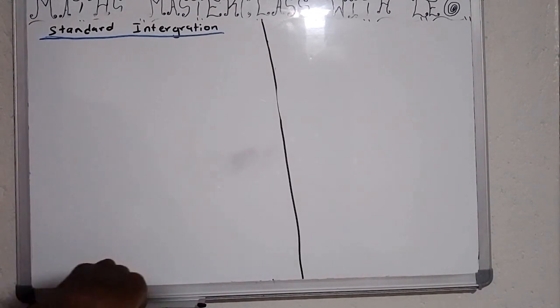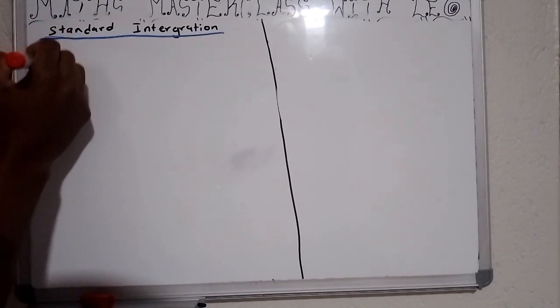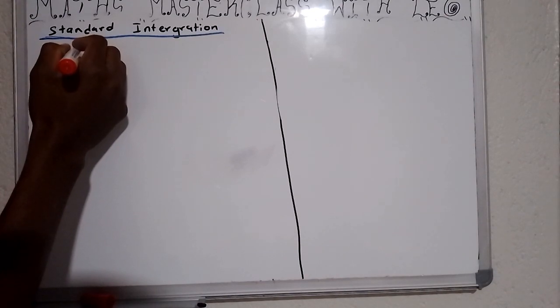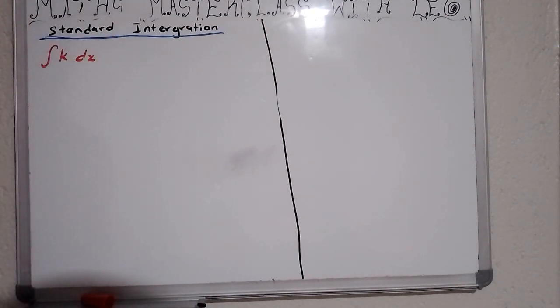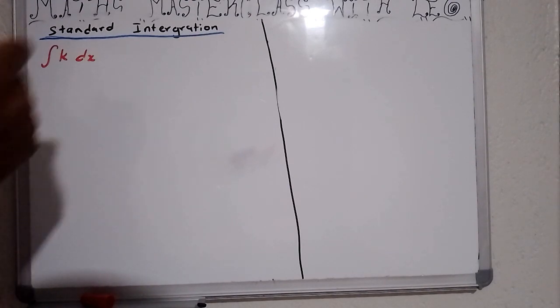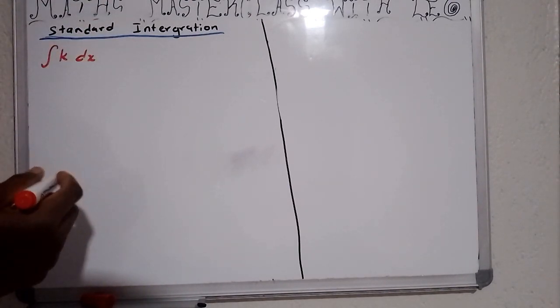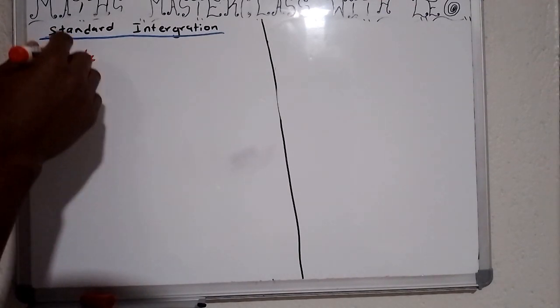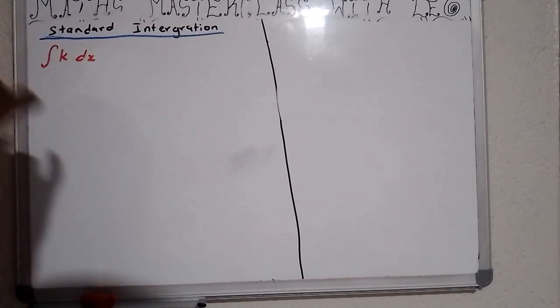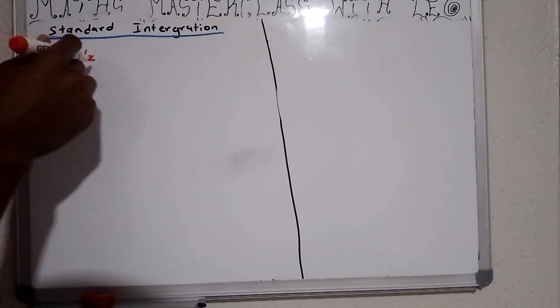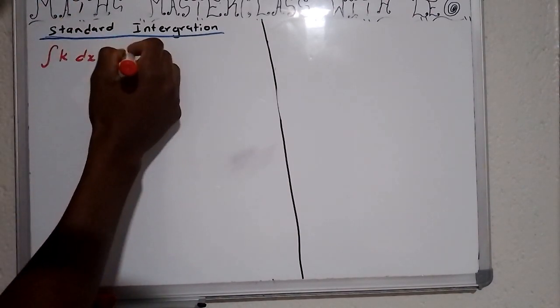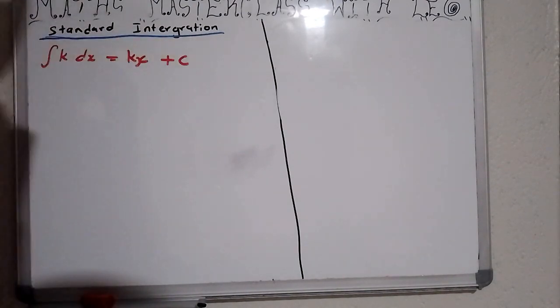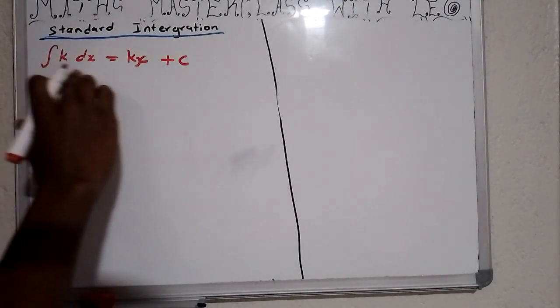Okay, now let's take the next questions. But before that, let's talk about one more thing. If they say integrate k in terms of x, how am I going to integrate k in terms of x? I'm just going to say, this is just like integrating a constant, a number that does not have a variable. When I integrate something like this, I'm always going to get kx plus c, right?